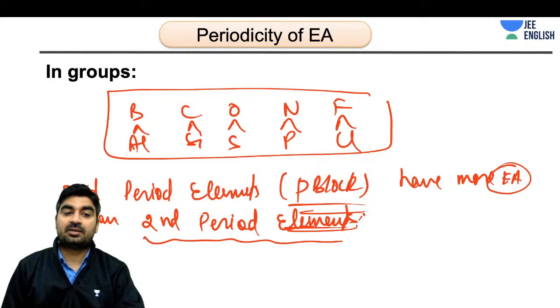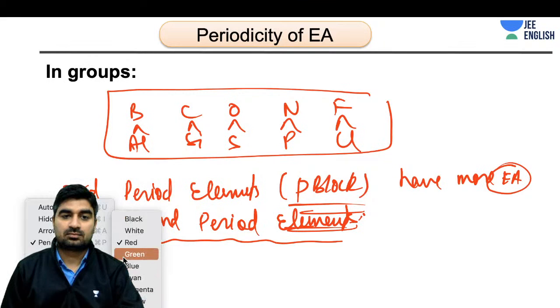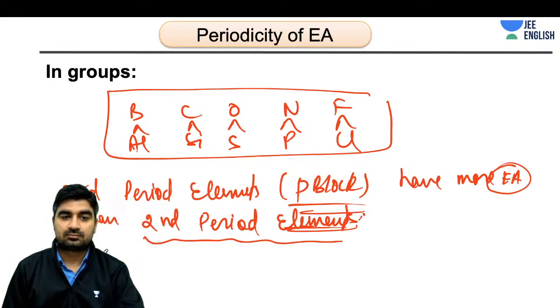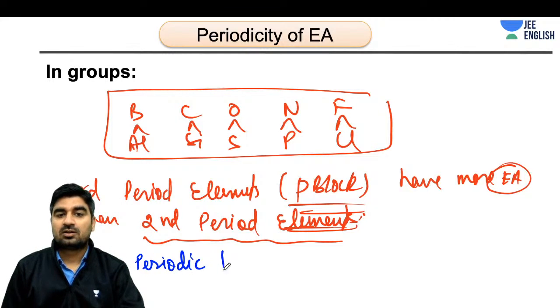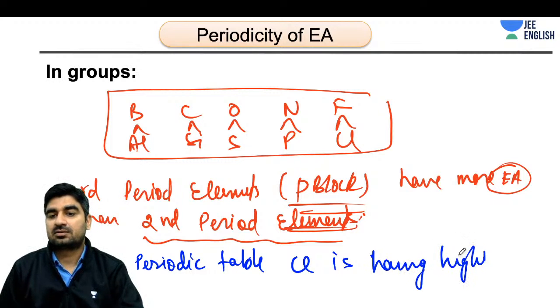So in the periodic table, chlorine is having the highest electron affinity.